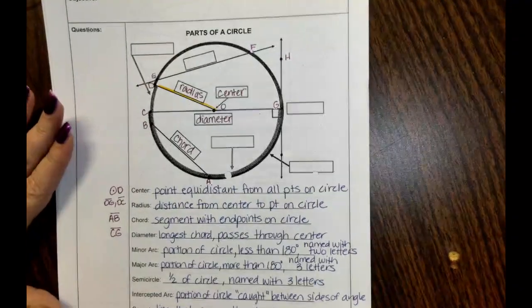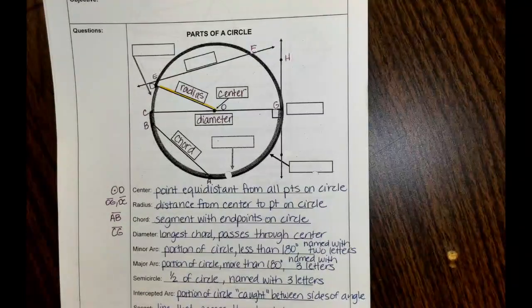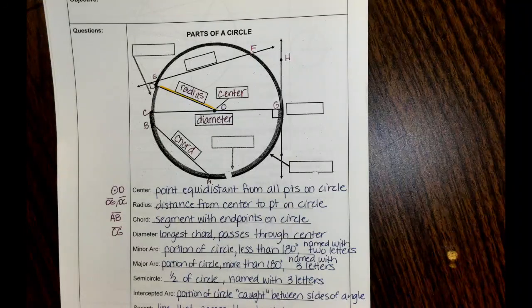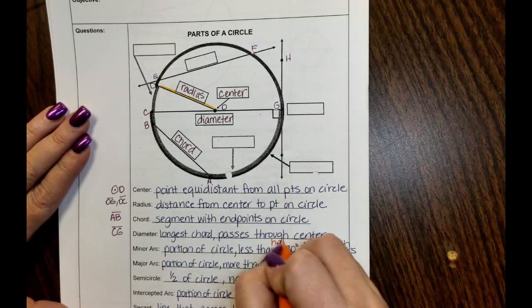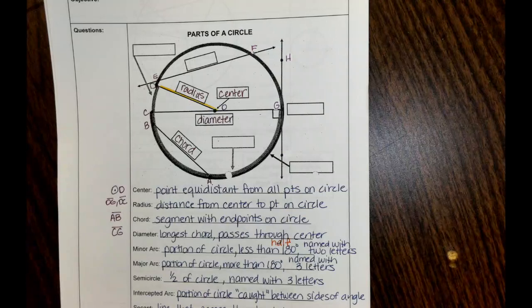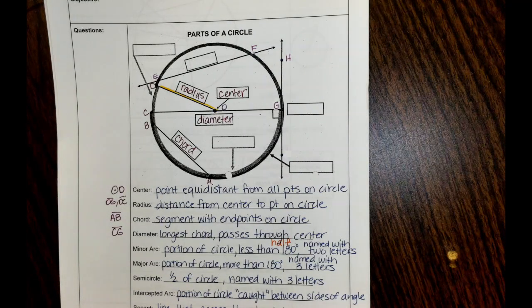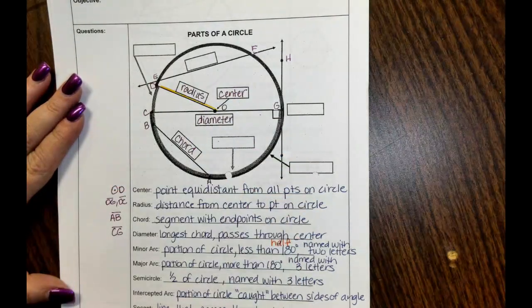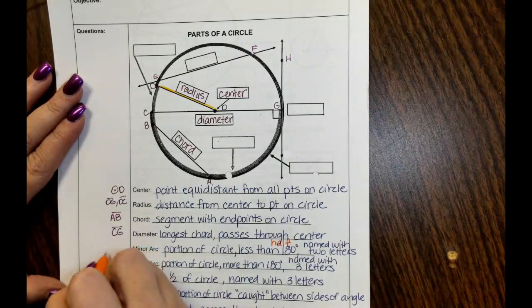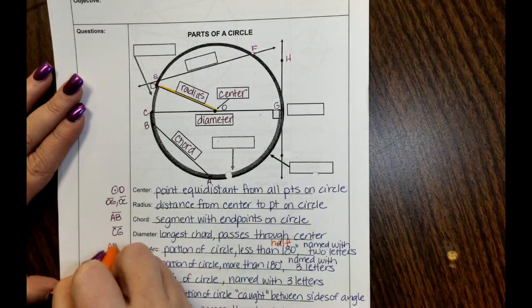Now let's talk about the arcs. Arcs are portions of the circle. So a minor arc is a portion of a circle that's less than 180 degrees. 180 degrees is half the circle because a full circle is 360. So it is less than 180 degrees, and it is named with 2 letters. There are quite a few on here, but for instance, I want you to see how it would look with the symbols different.